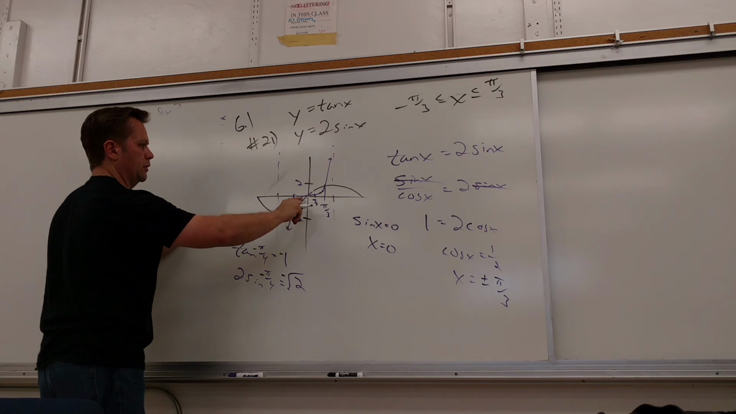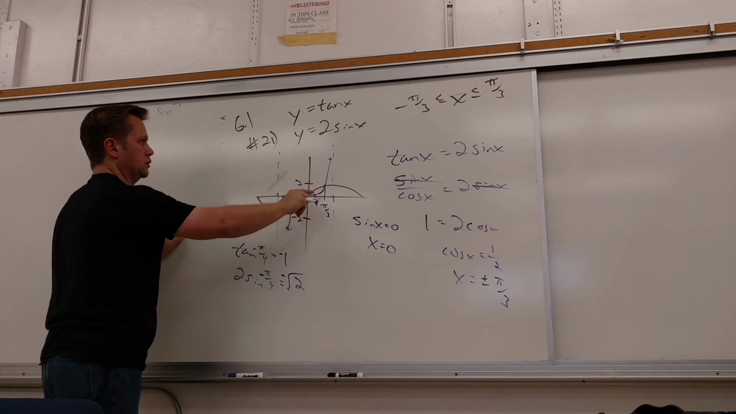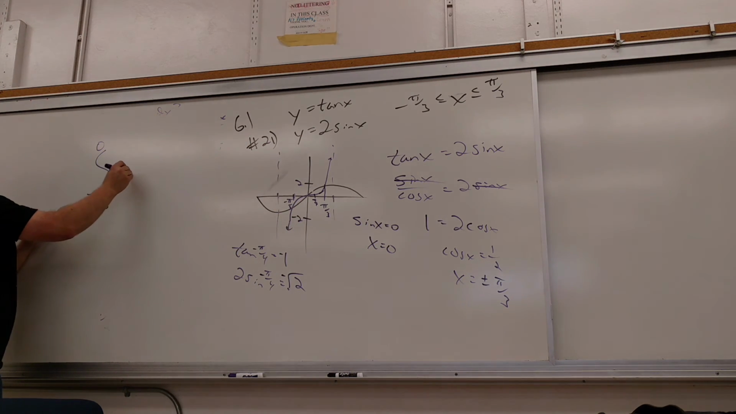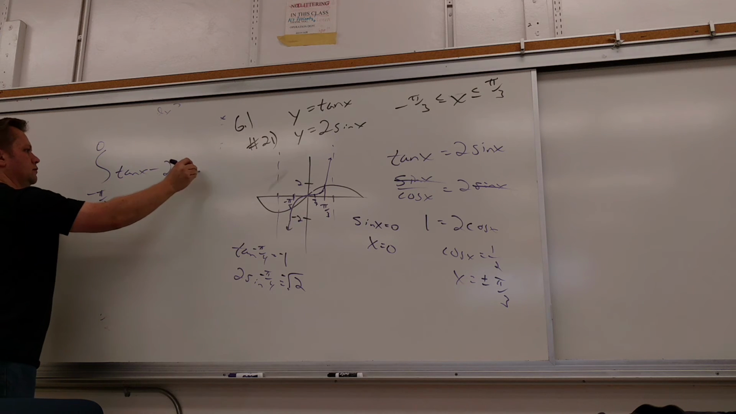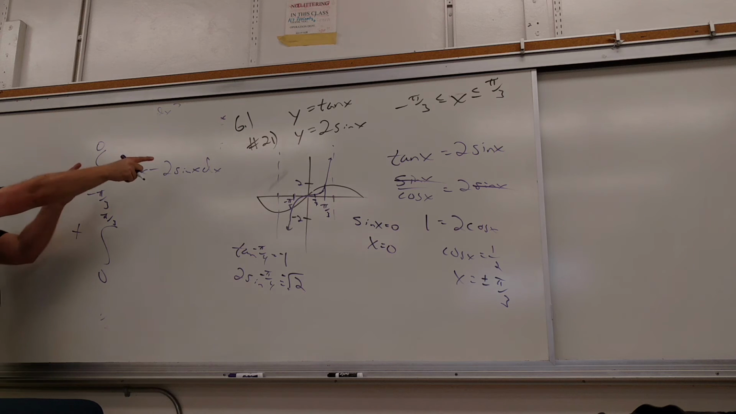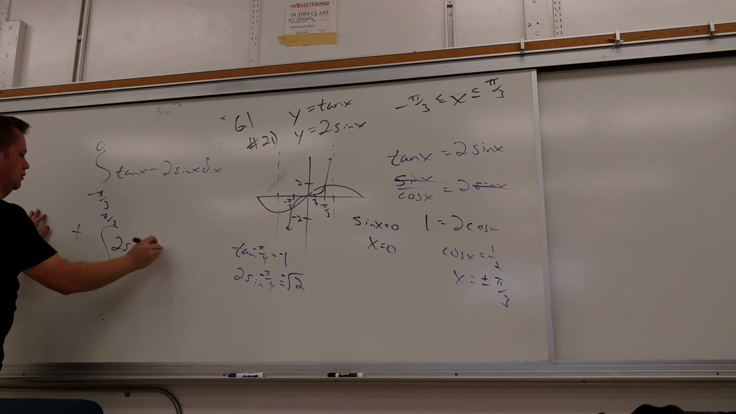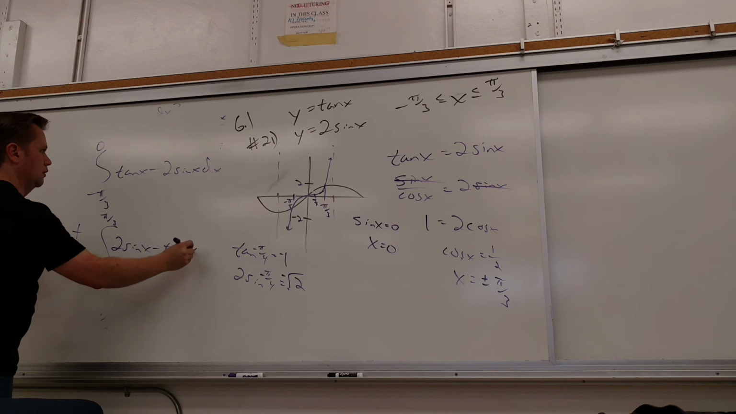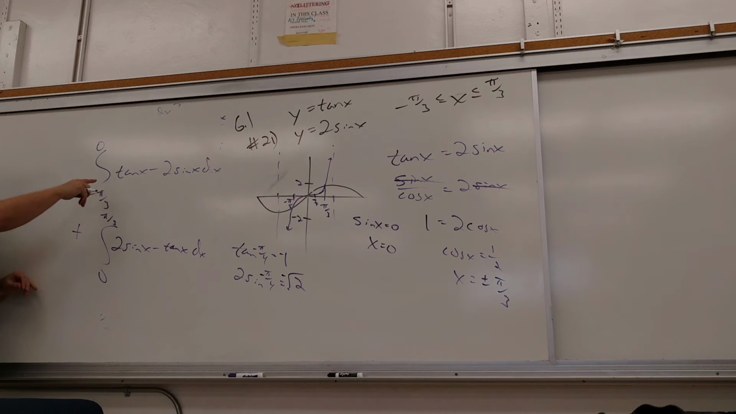And who's on the top here? Tangent. So I would say tangent x minus 2 sine x, plus 0 to pi over 3, 2 sine x minus tangent x. And my claim is that this is the same thing as twice this one. If you do both of these, they'll come out to be the same amount. And when you add them, you get double one of them.